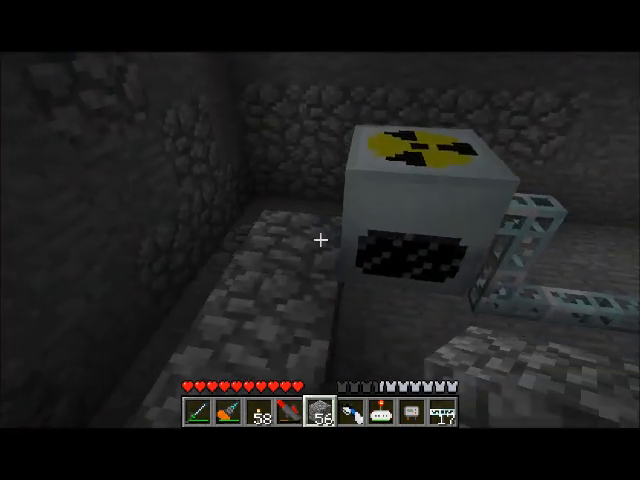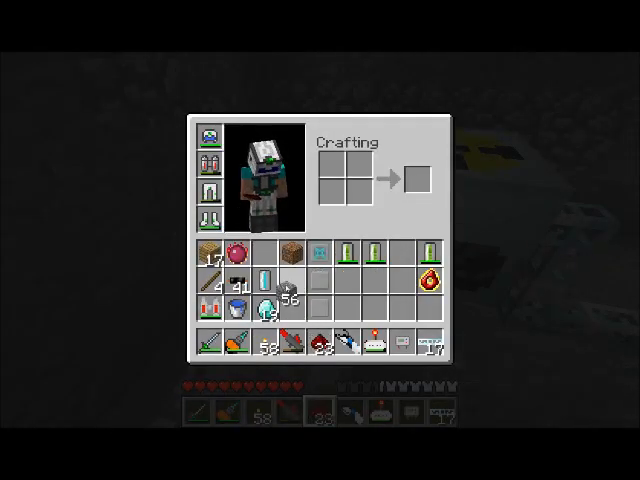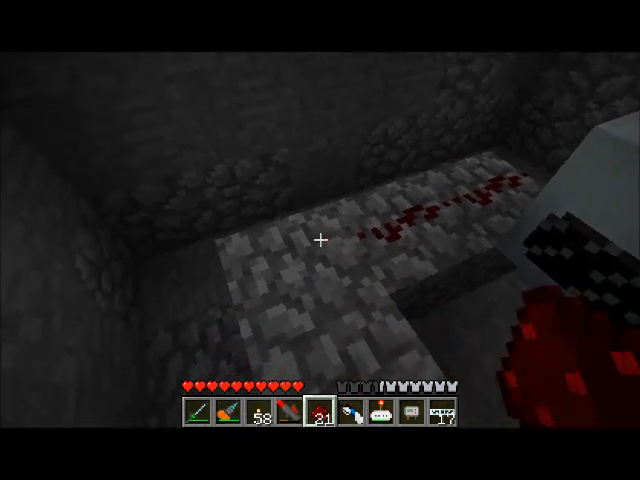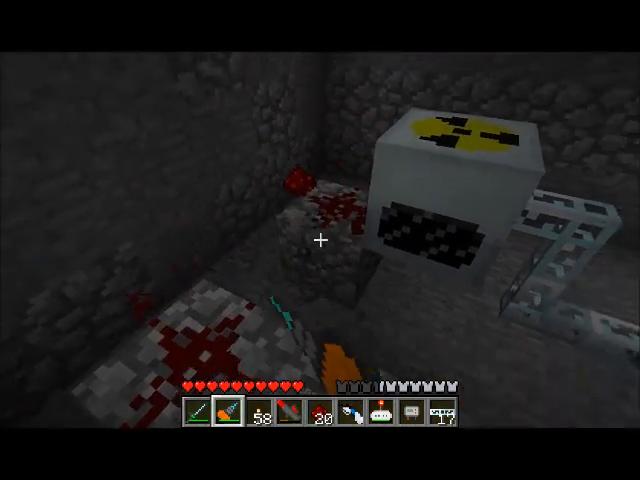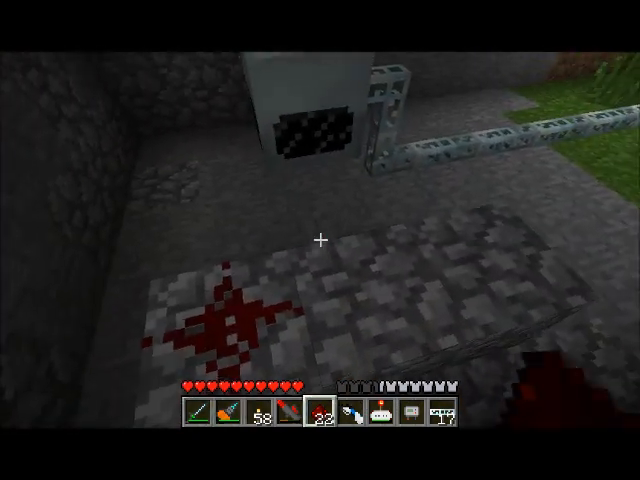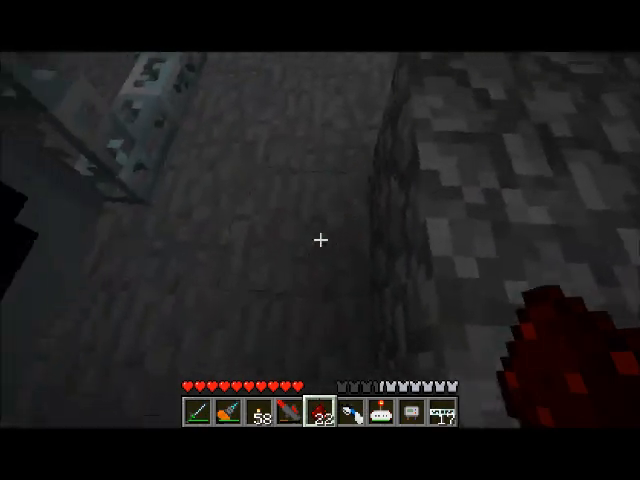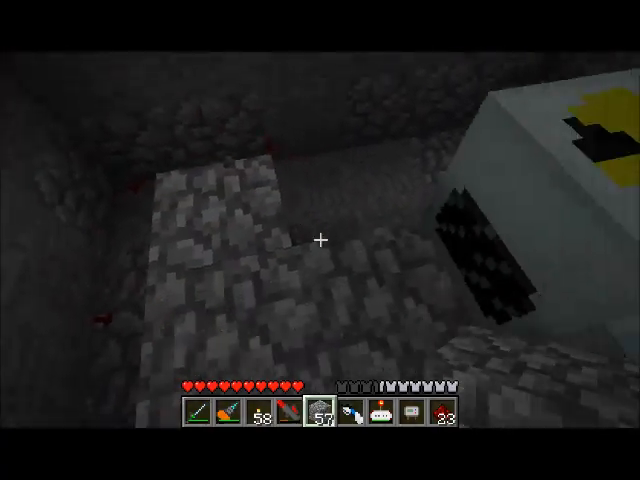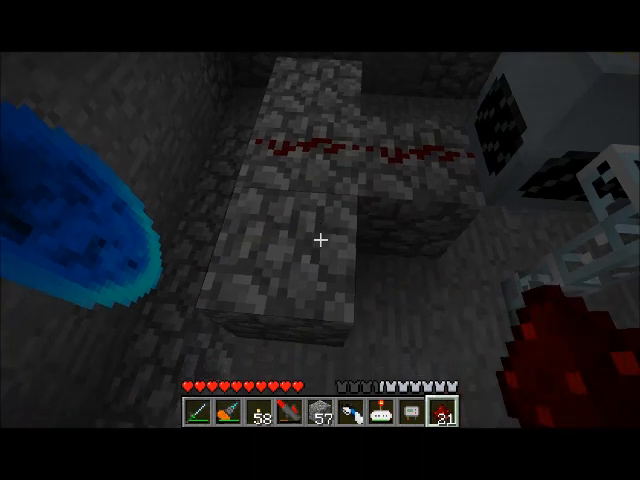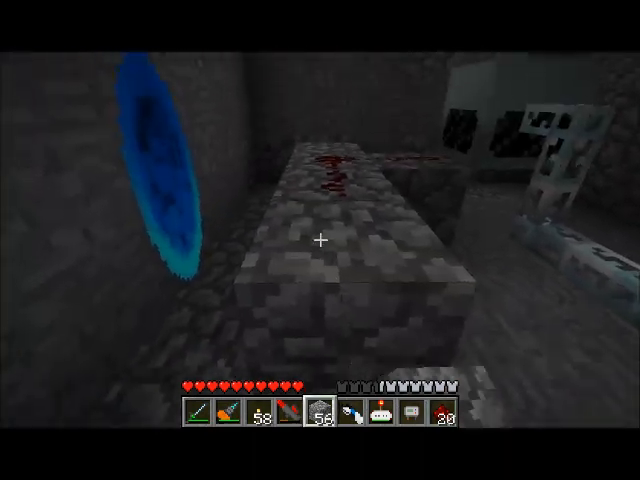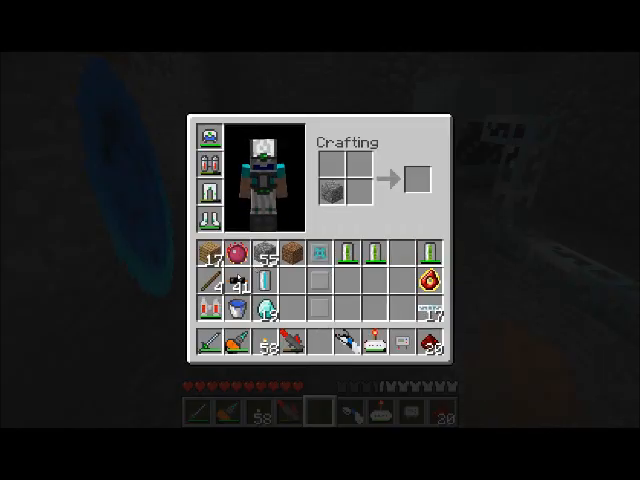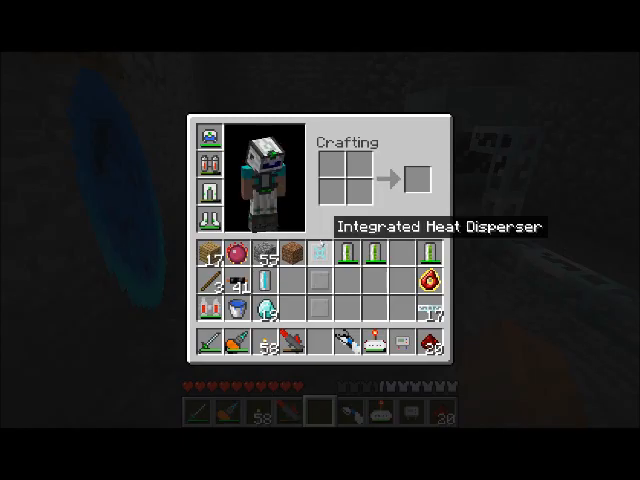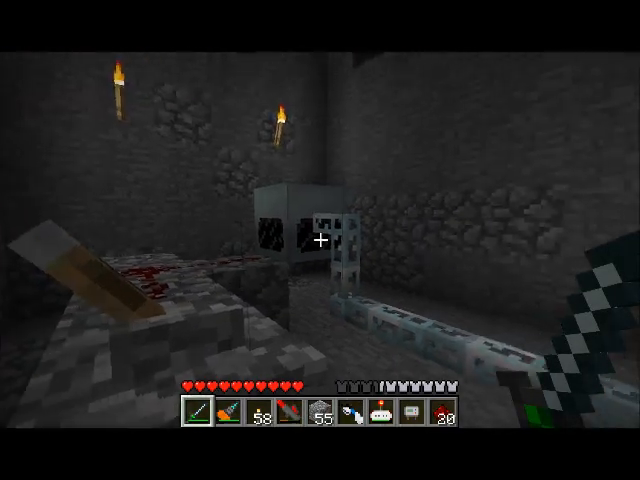Okay, I'm just building this little thingy here. I'm going to lay down some redstone. If you apply a redstone current to a nuclear reactor, it basically turns off the uranium cells. So I'm going to build myself a quick lever just to show you guys how this works. Okay, there's my on-off switch for my nuclear reactor, basically.